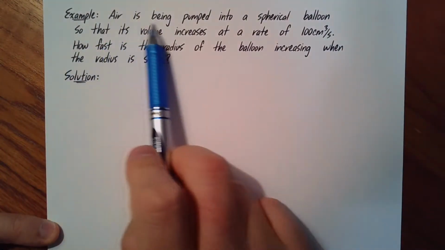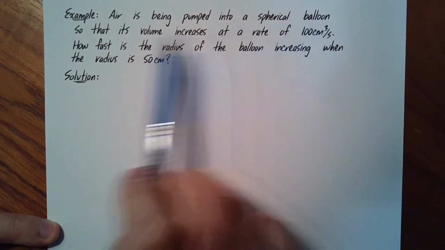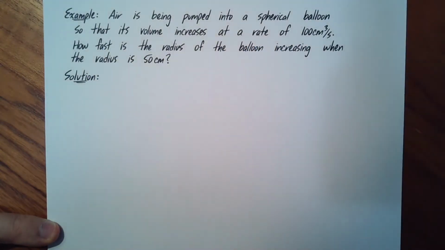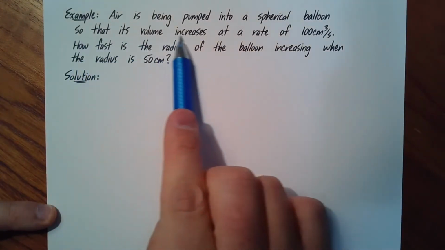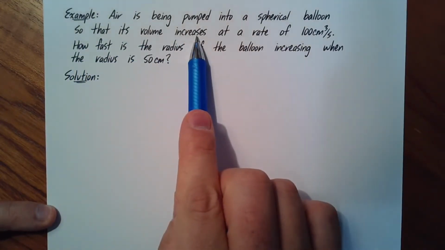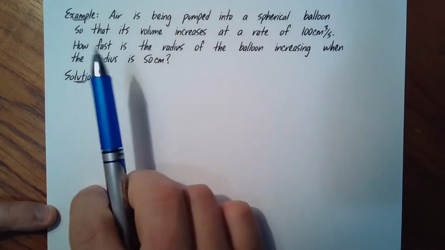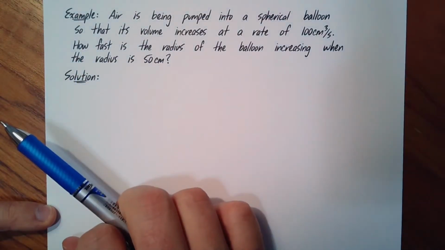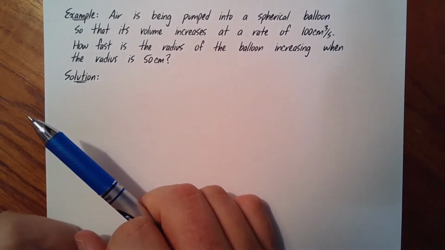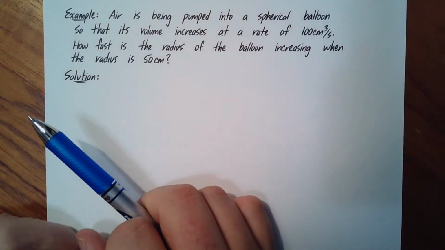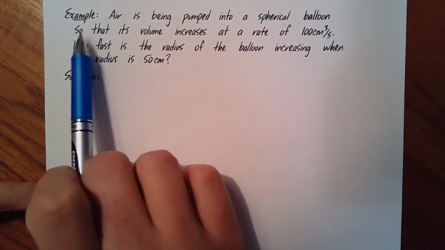Okay, so what's happening? Air is being pumped into a spherical balloon. So you've got a balloon and you're pumping air into it. The next line is so that its volume increases. And before I go any further, is that a surprise, that its volume is increasing? That's not really new information, right? If you're pumping air into a balloon, the balloon is going to grow and therefore its volume is going to be going up, of course. So that's not really a surprise.